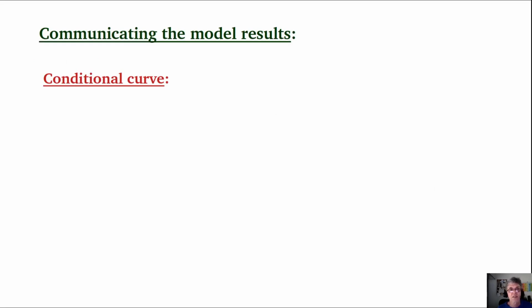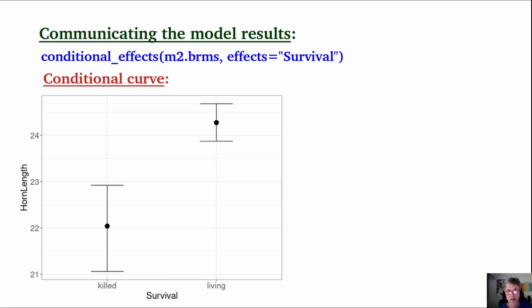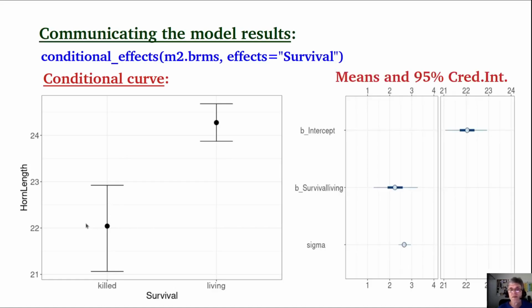As for communicating the results, we obtain the conditional effects plot, which shows the mean of the posterior distribution and the 95% credible interval for each of the two groups. And we can also show the means and 50% credible intervals. This is the dark blue line, and the 95% credible interval for each of the three parameters.